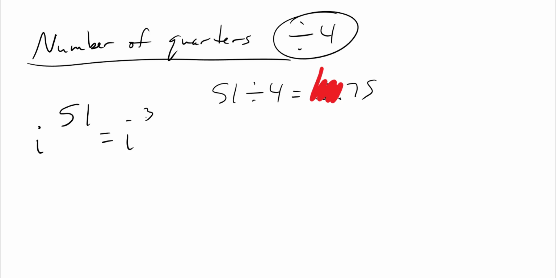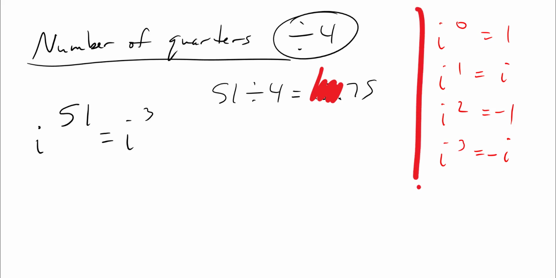Okay, and let me write all these numbers down here. i to the 0, i to the 1, i to the 2, i to the 3. So that's equal to 1, that's equal to i, that's equal to -1, and that's equal to negative i. Sorry, getting a little crazy here. So negative i, there we go. This is important, so we're going to put that over there on the side.